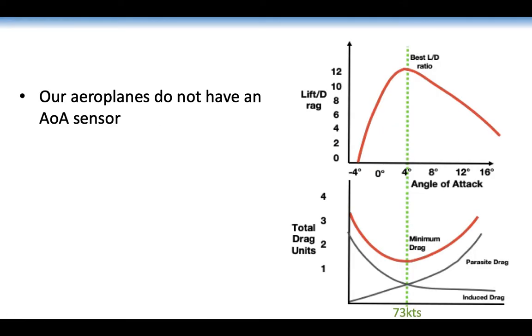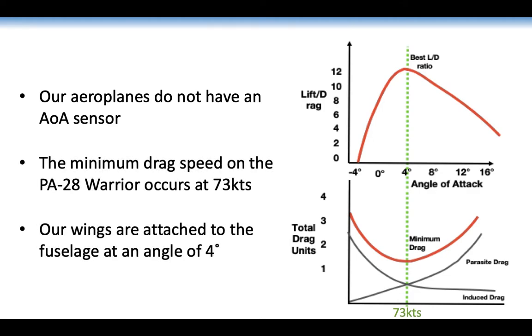Airplanes do not have an angle of attack sensor, but we've got the next best thing, which is an airspeed indicator. The glide speed for the Warriors is 73 knots. So the minimum drag speed occurs at 73 knots, and conveniently, our wings are attached to the fuselage at an angle of 4 degrees. This is actually for a reason: when you glide at 73 knots, the wings will be at 4 degrees in comparison to the relative airflow, so you've got an angle of attack of 4 degrees. So that's conveniently not only our best lift to drag ratio, but also our minimum drag speed.